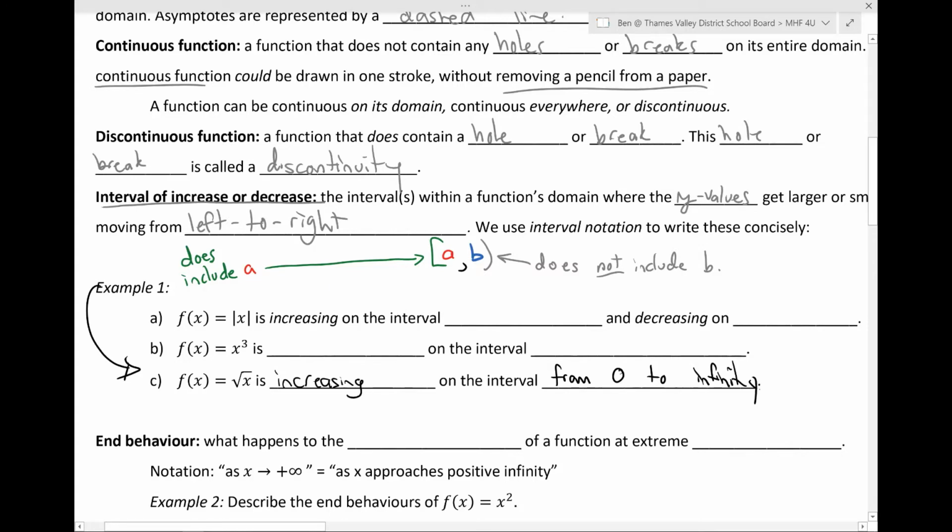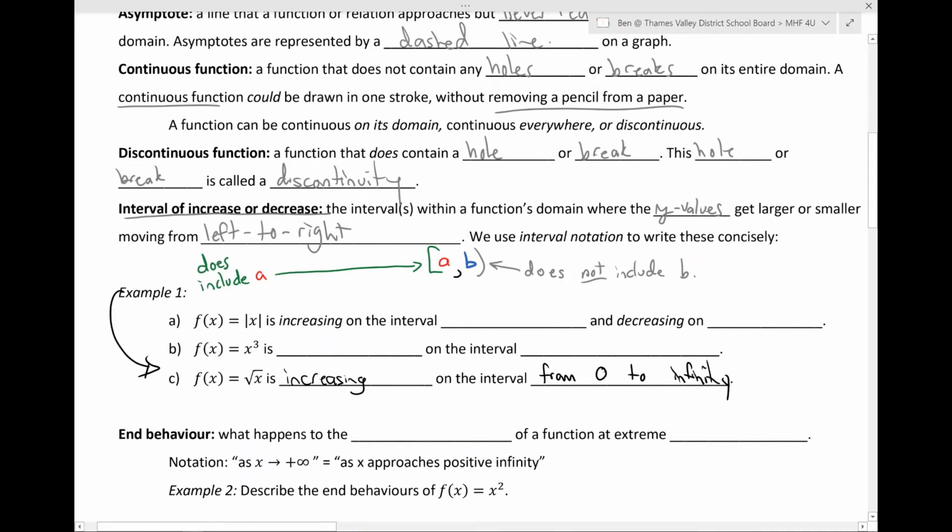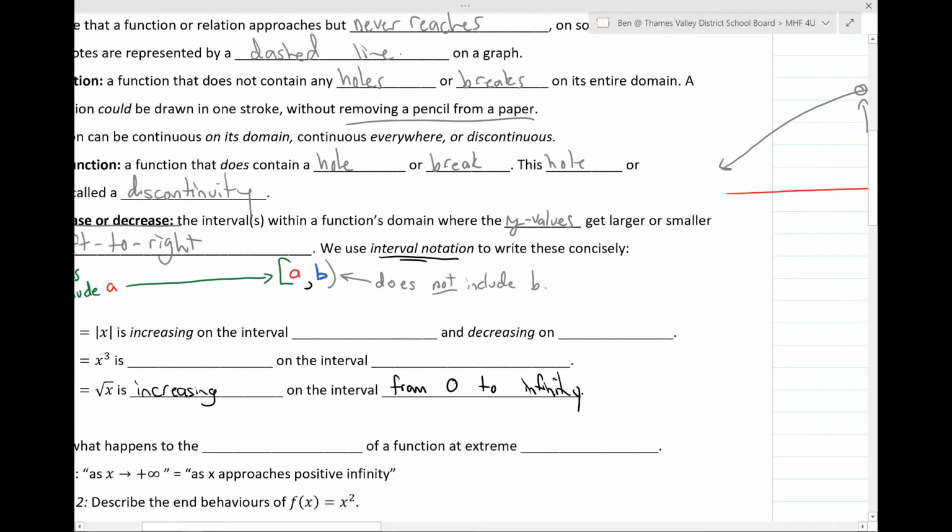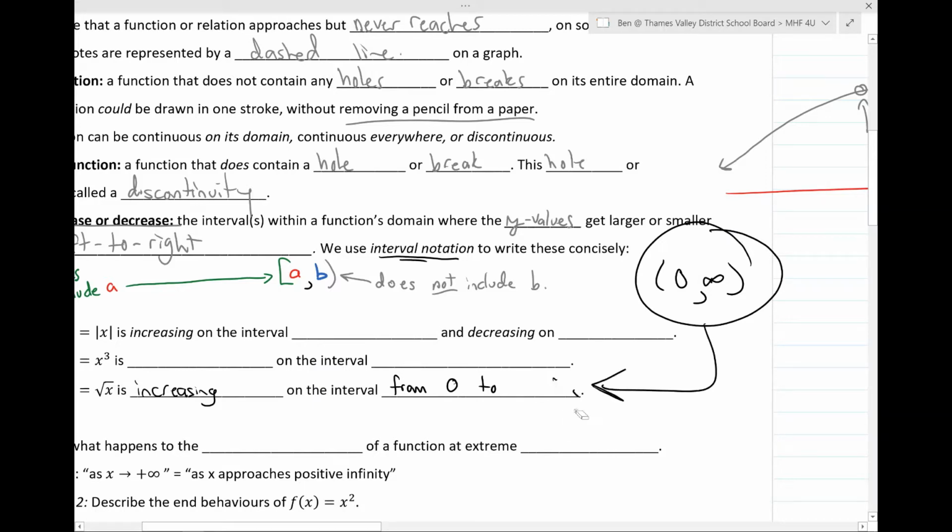Now, when we state an interval of increase or decrease, we can use interval notation to save ourselves some time. Using interval notation is relatively simple. It can sometimes look like an ordered pair, but it's not. We always begin and end with a bracket, and we have a comma in the middle. On the left side, we write the left endpoint, which in this case is 0, and the right endpoint would be infinity. So this is the interval notation we could have used down here. In fact, let's use that.